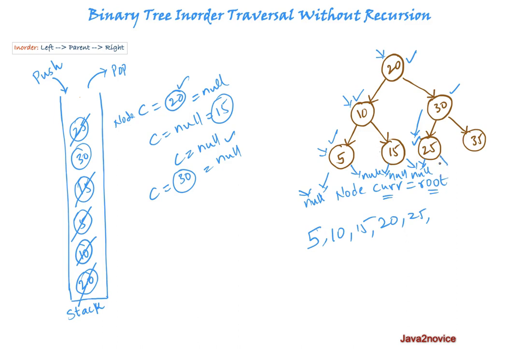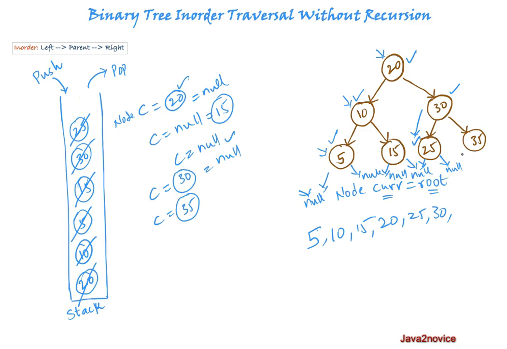So the node with value 25, its right child is null. Since the current is still pointing to null, pop out the next element, which is 30, print its value, and then assign its right child reference to current. So current is pointing to a node with 35.